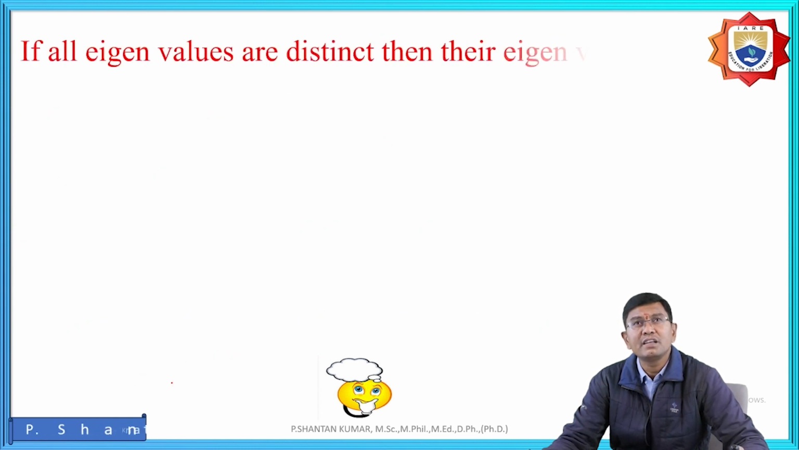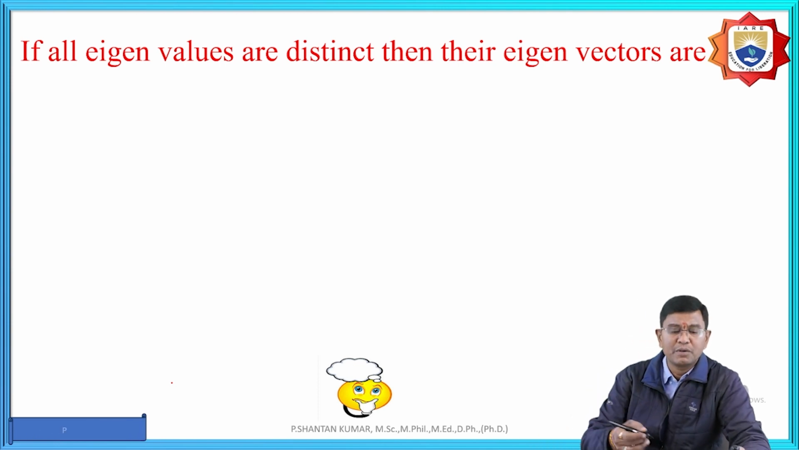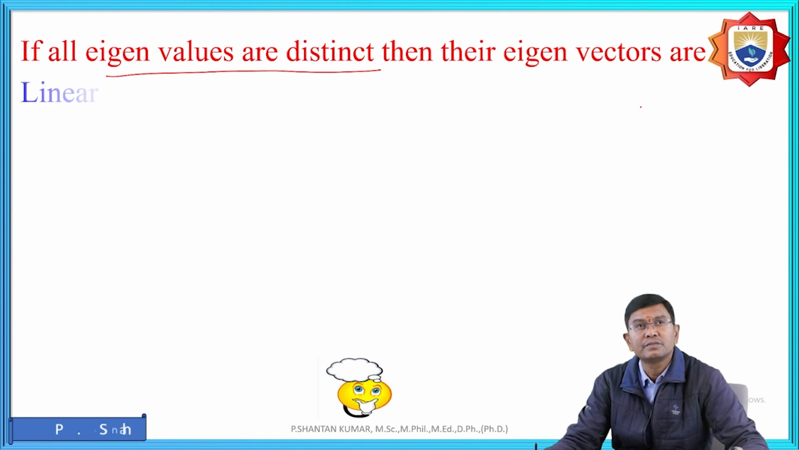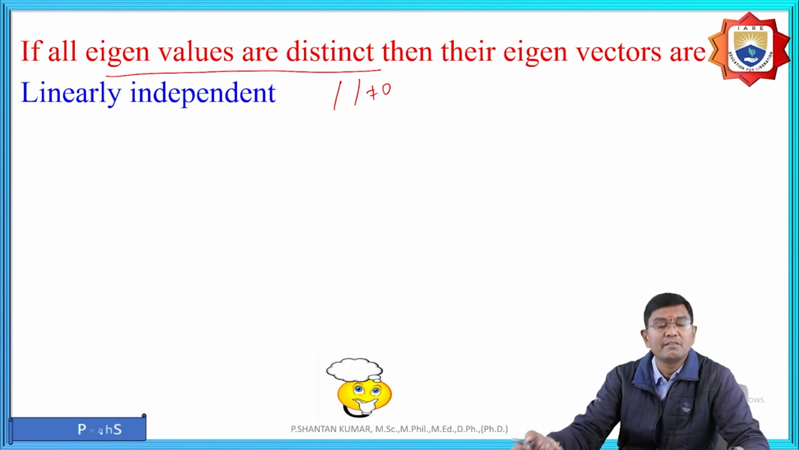And if all the eigenvalues are distinct, then their eigenvectors are linearly independent. That means, according to the property, when the eigenvalues are different, the eigenvectors are automatically linearly independent. The determinant value is not equal to 0, which means the matrix is linearly independent.